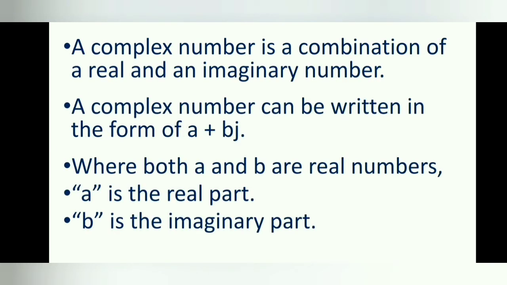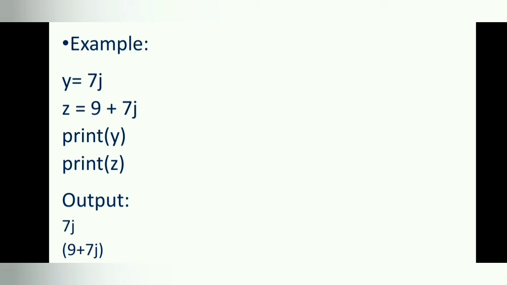A complex number is a combination of a real and an imaginary number. A complex number can be written in the form of a plus bj, where both a and b are real numbers. A is the real part and b is the imaginary part. bj is an imaginary number. Example, y equals 7j. Here real part is 0. z equals 9 plus 7j. Print y, print z. The output will be 7j and within parenthesis 9 plus 7j.